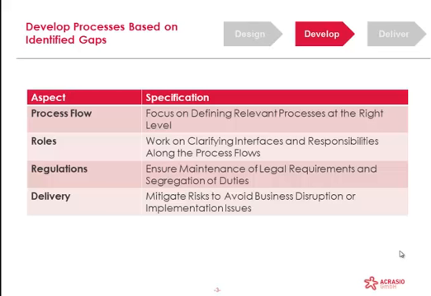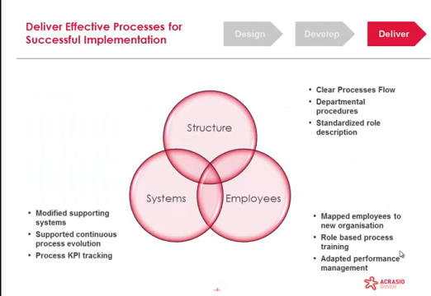Next to that, you have to take your organization from where they are to the new processes. You have to follow up to mitigate risks, because your aim is to avoid business disruption or any kind of implementation issues. Now you're set, you have your process developed, you can go into delivering. We have 3 different aspects to look at. Here on the system side, it's obviously important to adapt the systems to support your new processes.